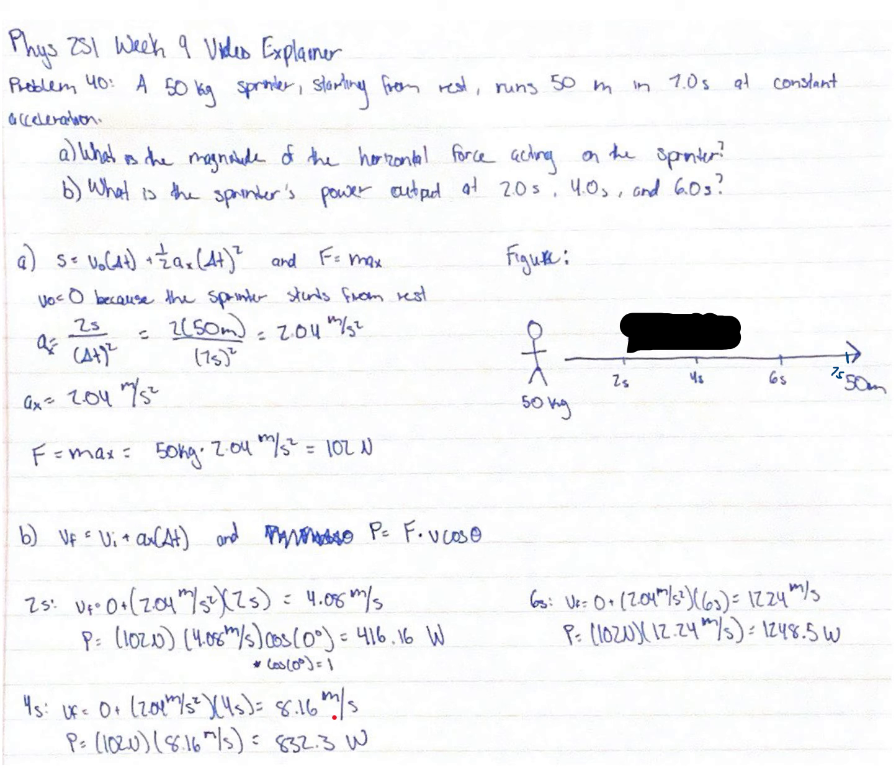Then using the same process for 4 seconds, using the same acceleration, we get our new velocity. Plug that into the power equation, and we get 832.3 watts as our power output. Then finally at 6 seconds, we plug in and find our velocity, and then use that to solve for power. For 6 seconds, the power output is 1,248.5 watts.